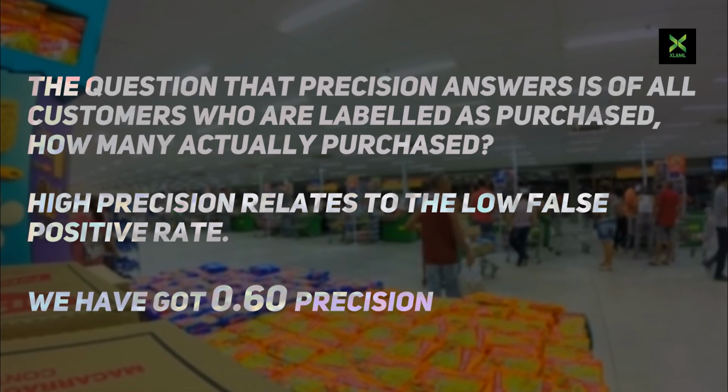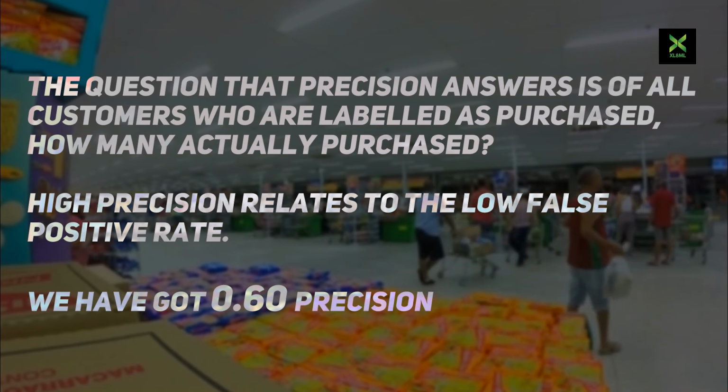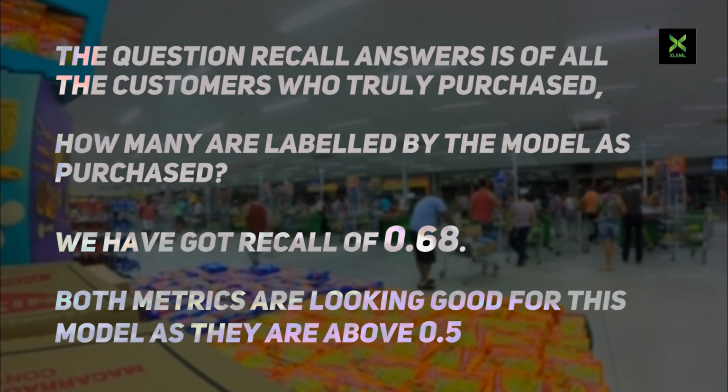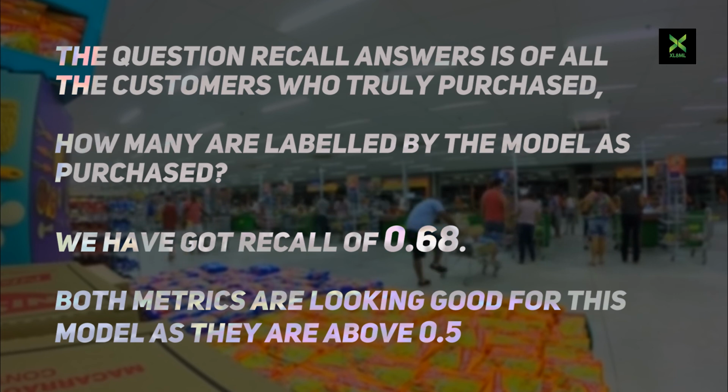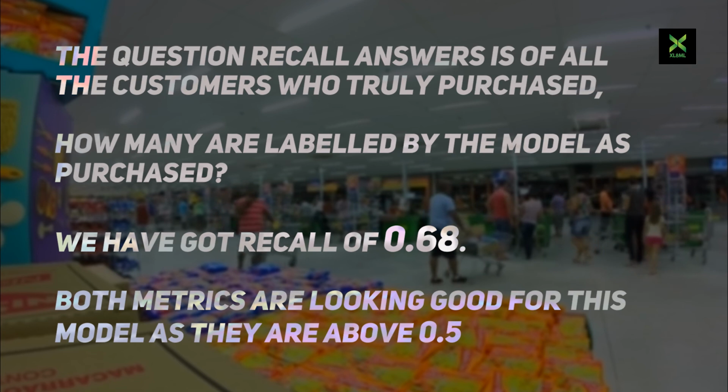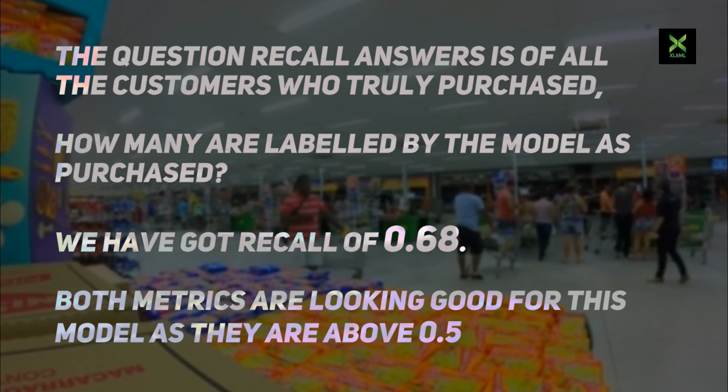The question that precision answers is, of all customers who are labeled as purchased, how many actually purchased? High precision relates to a low false positive rate. We have got 0.60 precision. The question recall answers is, of all the customers who truly purchased, how many are labeled by the model as purchased? We have got recall of 0.68. Both metrics are looking good for this model as they are above 0.5.